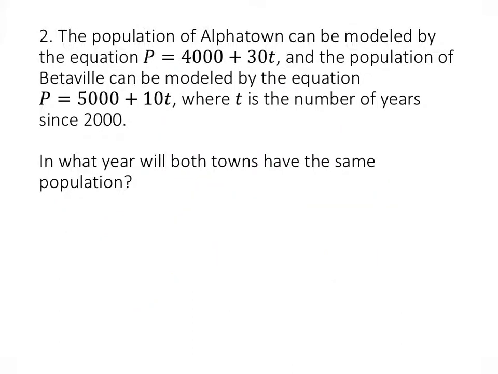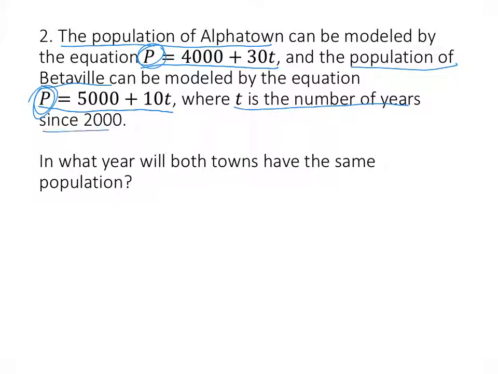All right, now we see this in action in the context of a word problem. So we're given two equations, as we can see. So p equals 4,000 plus 30t, and p equals 5,000 plus 10t. Now what these represent, it's the same variable t, but the p in the first equation represents the population of Alphatown. That's this p. And then the population of Betaville, that represents the p in the second equation. That's this p. But in both equations, t is the number of years since 2000.